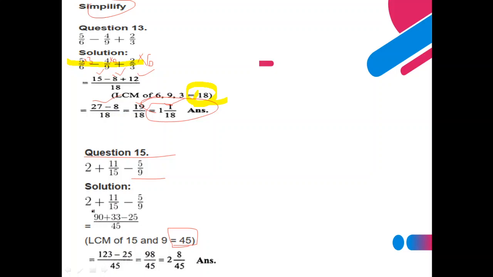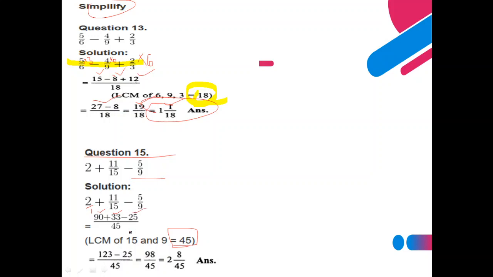Here 2 upon 1 is there. So 1 will divide into 45, we are getting 45, and 45 will multiply by 2. We find 90. Then 15 divides into 45, 3 times, and 3 will multiply 11. So 33. And then after, the minus symbol is there, and 9 fives are 45. So 5 will multiply by 5.